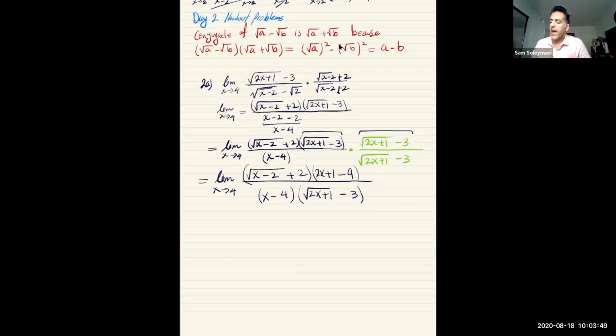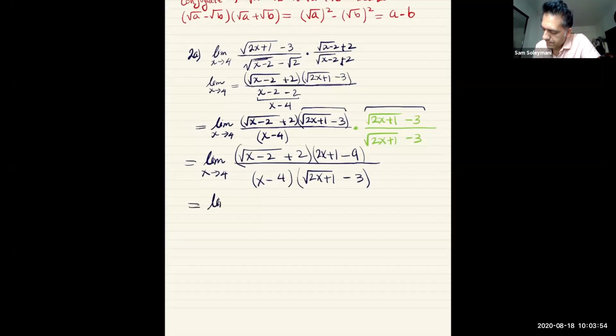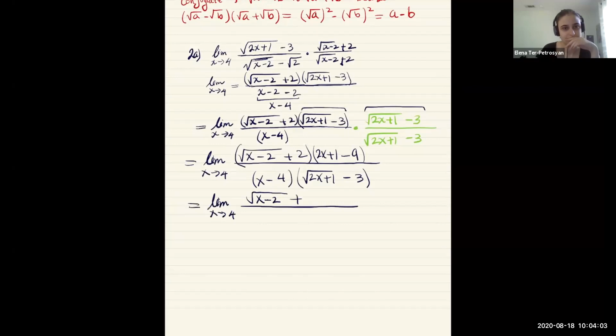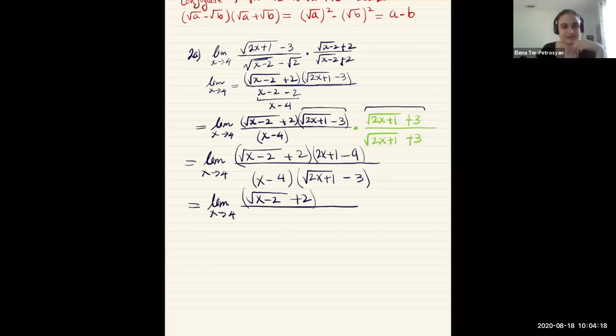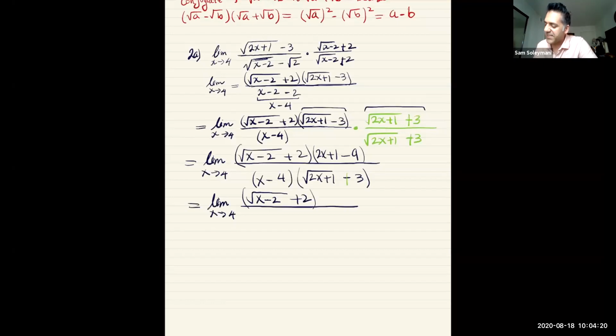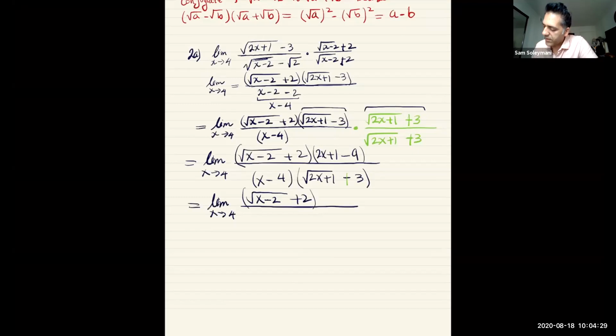Excuse me, Professor, isn't the conjugate plus 3? Somebody's in the chat too. Yes, it is a plus 3. Somebody mentioned it in the chat too. Yes, I got the product right at least.